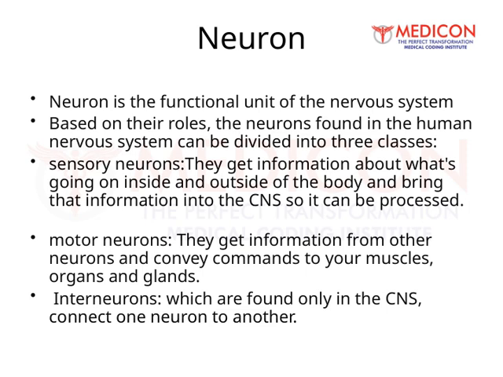Next, there are motor neurons. These take the commands from the brain or spinal cord and send signals to muscles, organs, and glands, telling them how to respond. And finally, we have interneurons, which are only found within the central nervous system. Their role is to connect one neuron to another, facilitating complex reflexes and thought processes.